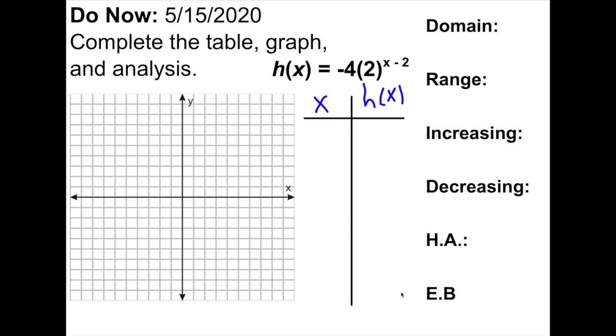So to close out the week, we're going to continue on here with exponential functions. What I want you to do is go ahead and make a table and a graph for h of x equals negative 4 times 2 to the x minus 2, and then complete these 6 analysis items: domain, range, increasing, decreasing, horizontal asymptote, equation, and end behavior. Please pause the video, get these pieces of information and the graph and table, and then when you're ready, unpause and you can see what I got.